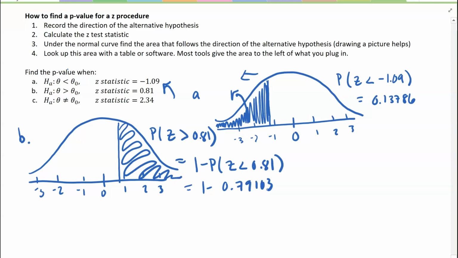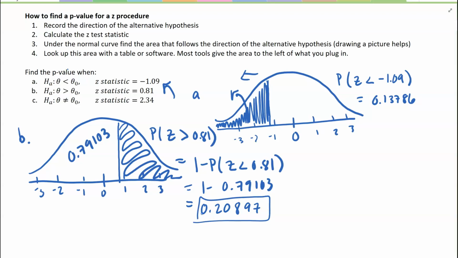So the area below is 0.79103. That's this stuff over here. We can't forget that, wait a minute, that's not my p-value. That's not what I want. I want the area above. So if I subtract that from 1, I'll get 0.20897. And this is my upper one-sided p-value. That's what I'm looking for here.